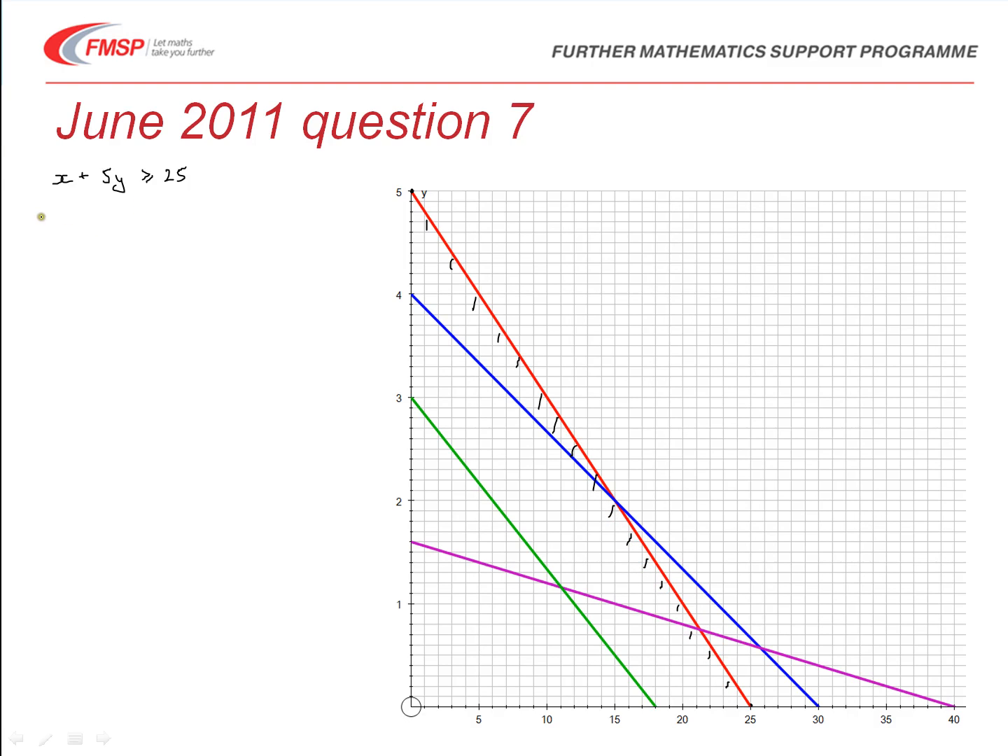Similarly, the second inequality was 2x plus 15y being greater than or equal to 60. So if x is 0, y is 4. If y is 0, x is 30. So that's the blue line that we've drawn in. So once again, 0, 0 gives you an answer which is less than 60, so below the line is what we do not want. So once again we shade out below that line.